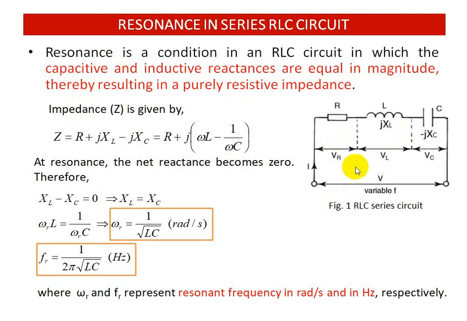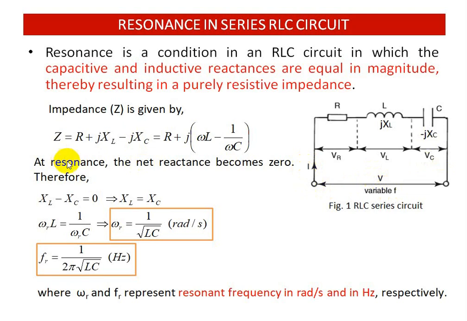You see this circuit. Three elements are connected in series: R, L and C. Here jXL is the inductive reactance of inductance and minus jXC is the capacitive reactance of capacitance, and VR is the voltage across resistance, VL is the voltage across inductance, VC is the voltage across capacitance, and V is the supply voltage. A variable frequency supply voltage is applied here, and I is the current in the circuit.